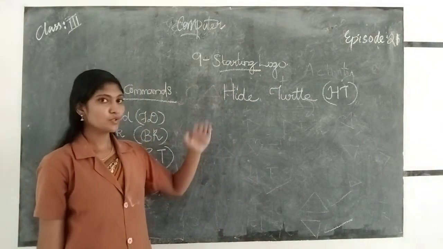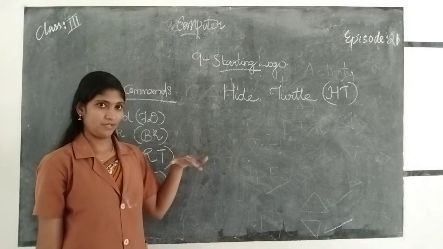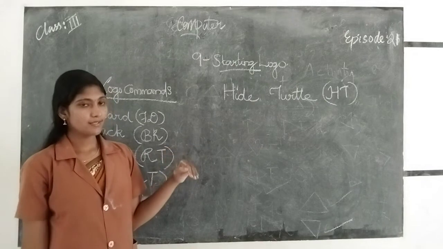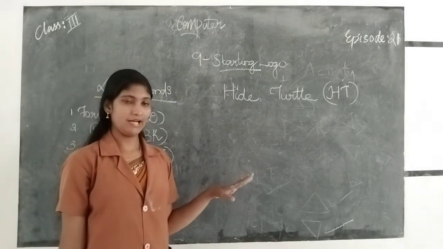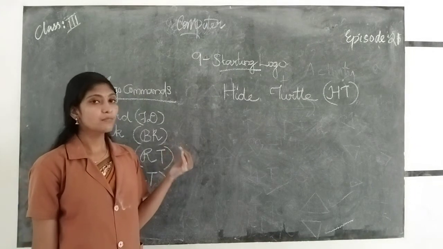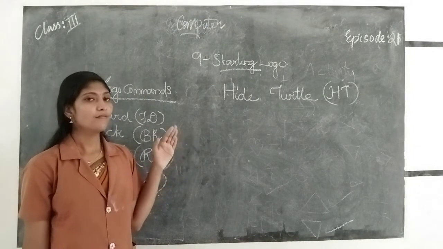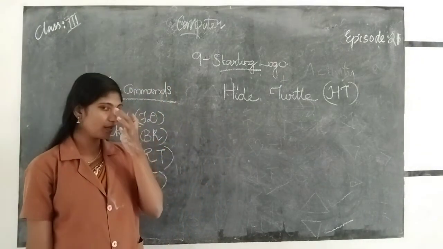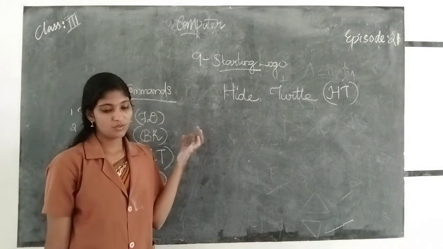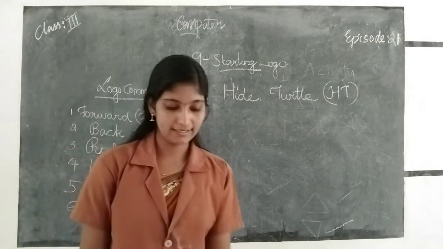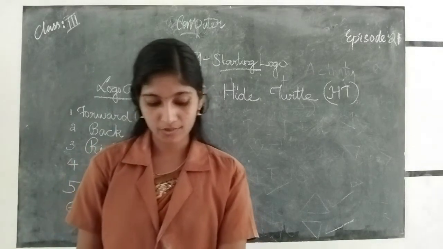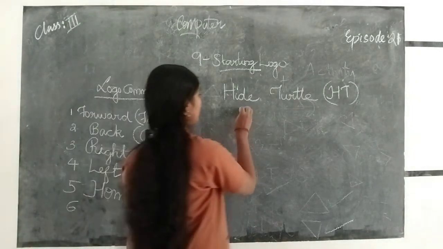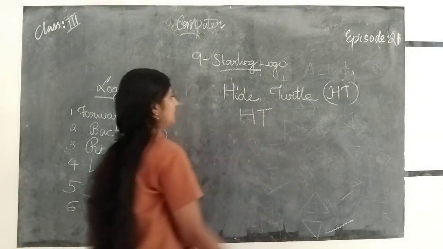Hide means to hide, right? To disappear, same as the meaning. Hide turtle is to make the turtle disappear from the drawing area. That means if you want to remove or hide the turtle from the drawing area, then you should use the command hide turtle. So what is the use of hide turtle? It is used to hide the turtle. This command is normally used after finishing your drawing sheet. So the command is HT, so you can type HT.